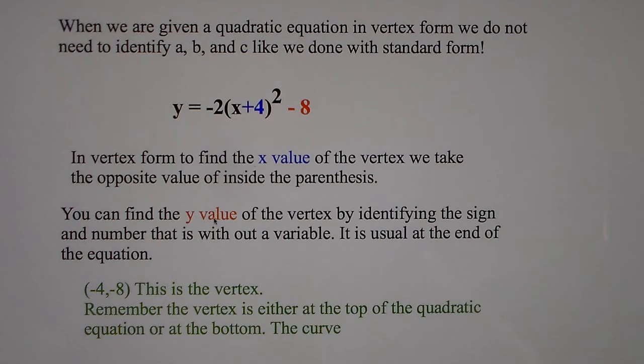We could find the y value of the vertex by identifying the sign and the number that is without the variable. In this case, this negative 2 is attached to the parentheses, so the negative 8 is without a variable. It tends to be at the end of the equation when you're given vertex form here. So our answer here is negative 8. It's the sign and the number at the end of the algebraic expression.